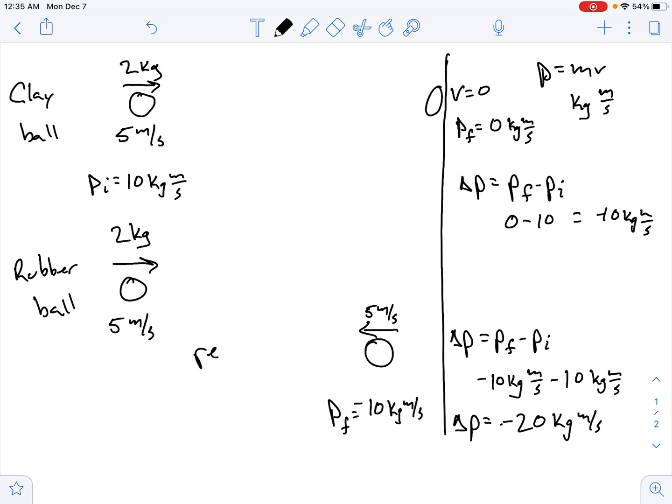This is known as a rebound. We get a larger change in momentum for a rebound than we do a stoppage. It's a larger change in momentum to get an object to change directions than it does to stop it. And that's because of the change in direction, meaning a change in sign.